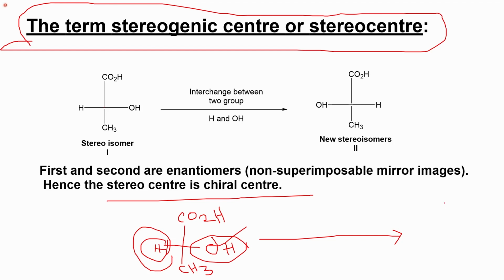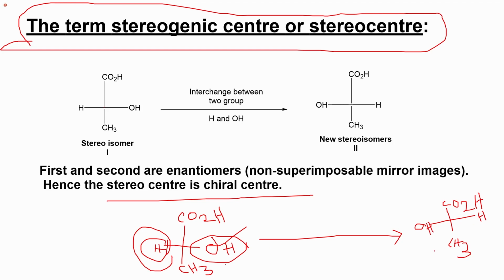So you will generate this molecule, let's say with CO2H and CH3. Now what I will do: OH will go to the left side because initially OH was on the right side. So now OH is on the left side. Now hydrogen will go to the right side because initially it was on the left side. Now you see, these two isomers are different. Why different?